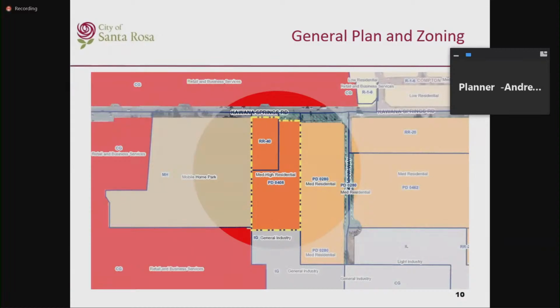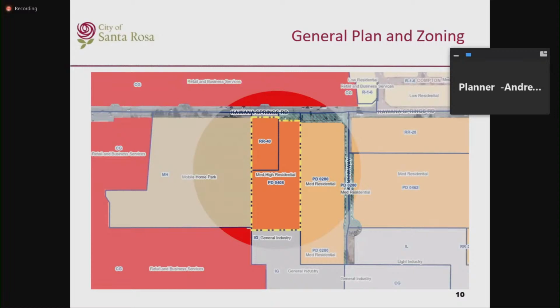So in terms of the plans, the project site's general plan land use designation and current zoning: the general plan land use designation is medium-high residential for both parcels. The smaller parcel at 450 Kiwanis Springs Road is zoned rural residential, minimum lot size 40,000 square feet. And the larger 500 Kiwanis Springs Road parcel is zoned planned development 0408, which was a high density senior housing plan development that was approved in the late 90s, early 2000s, but was never constructed.